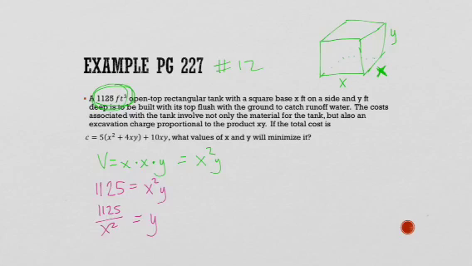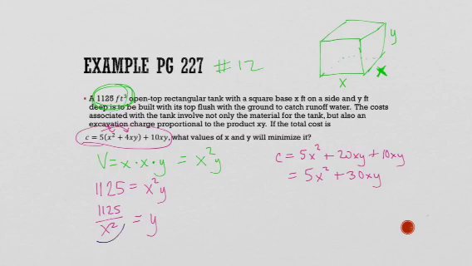Now our next formula is C. We can see C right here. I would recommend that we distribute the 5 and then combine like terms. So I'm going to end up with C equals 5x squared plus 20xy plus 10xy, which makes C equal to 5x squared plus 30xy. Alright, now I have my two formulas. If you recall from last time, we are going to take what we got for y and come over here and plug it in for y.